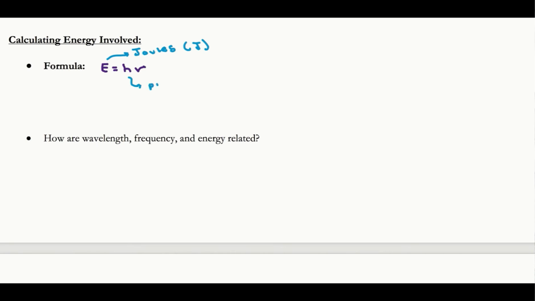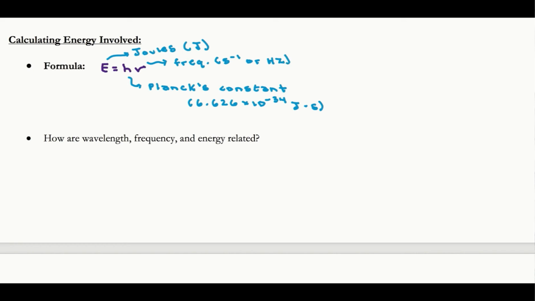H is Planck's constant and is a value that you will always be given, and it never changes. And that value is 6.626 times 10 to the negative 34th. And my units are going to be joules times seconds. Okay? And remember your nu, that is your frequency. And the units for frequency are going to be either seconds to the negative 1 or hertz. Okay, so notice with my Planck's constant, the units for Planck's constant are joules times seconds. If I'm then multiplying by seconds to the negative 1, joules times seconds to the negative 1, or 1 over seconds, notice my seconds cancel, which leaves me with my unit for energy, which is joules.